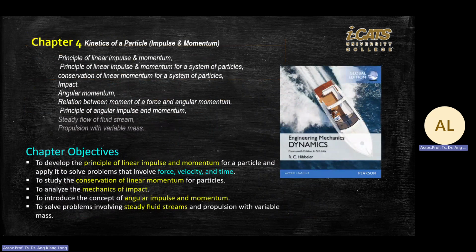Okay, so chapter 4 is about impulse and momentum. Basically, we will learn about the equation of linear motion, impulse and momentum. Then we'll look into angular momentum. For this module, we do not go into steady flow of fluid stream. This one will be covered in your Fluid Mechanics 1 next semester. So for dynamics, steady flow of a fluid stream and propulsion with a variable mass are not included in this module. You will study this in your next semester module, Fluid Mechanics 1.